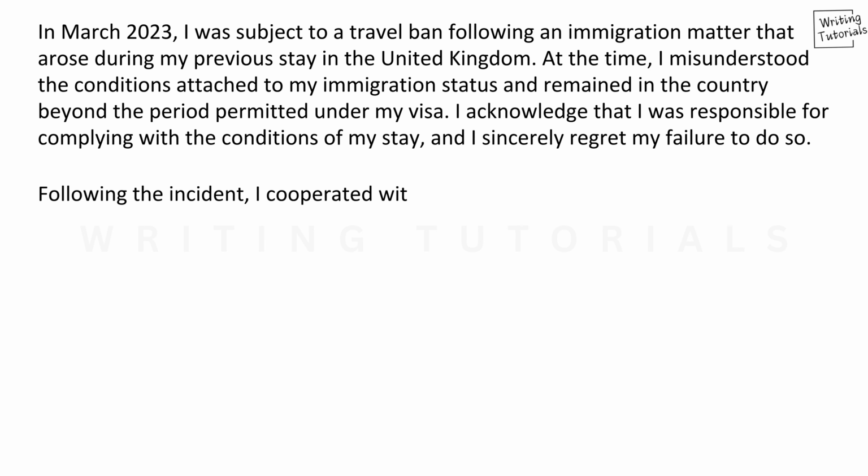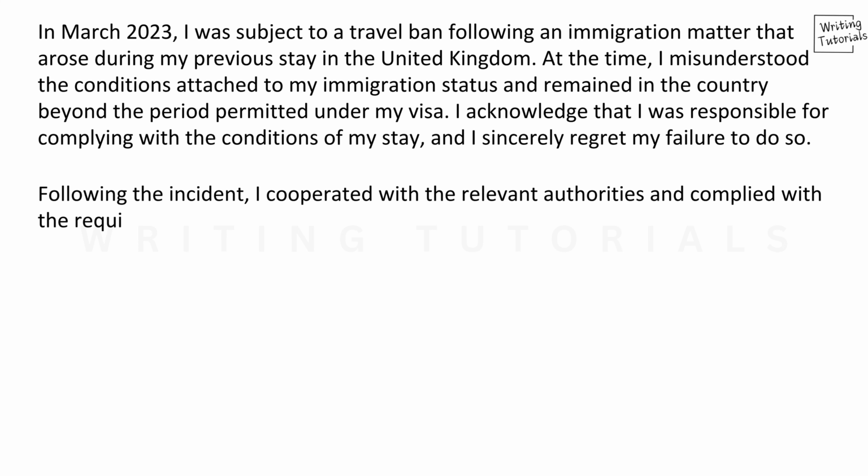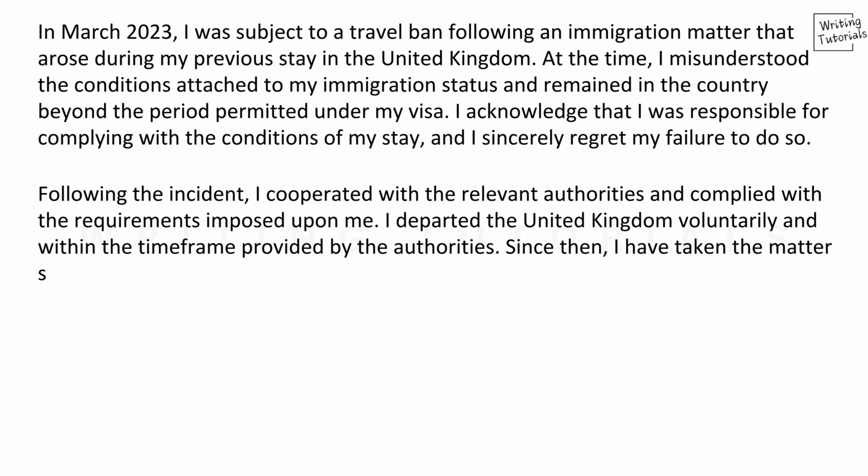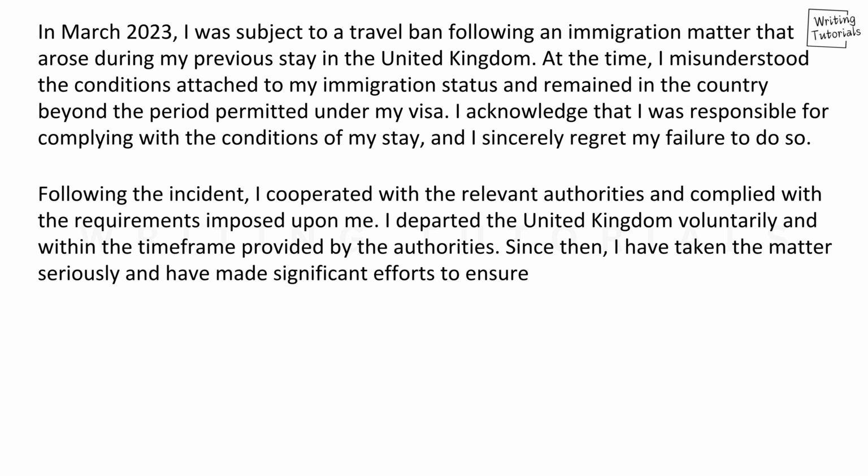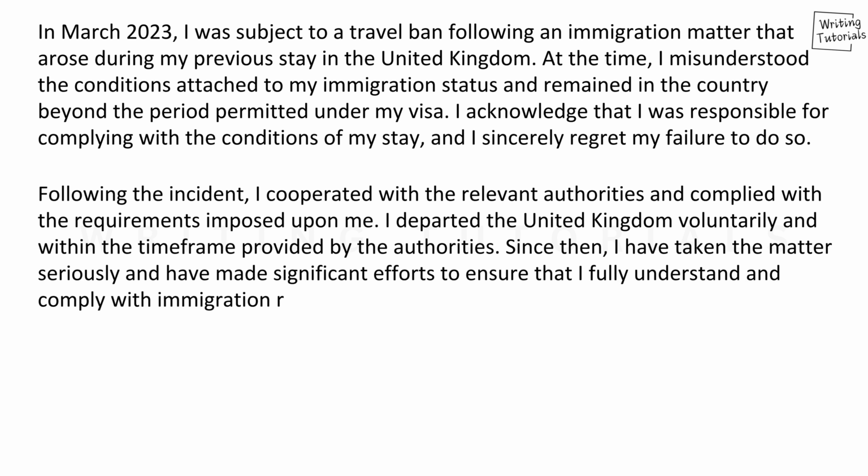Next, explain what happened after the violation. The sample says, "Following the incident, I cooperated with the relevant authorities and complied with the requirements imposed upon me." This demonstrates cooperation. The applicant then explains, "I departed the United Kingdom voluntarily and within the time frame provided by the authorities." This is important because it shows that the applicant followed the instructions given after the immigration matter occurred.